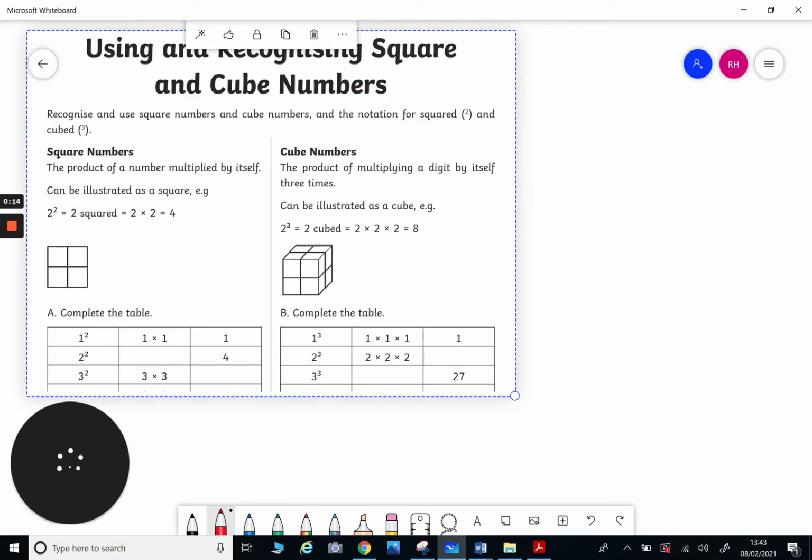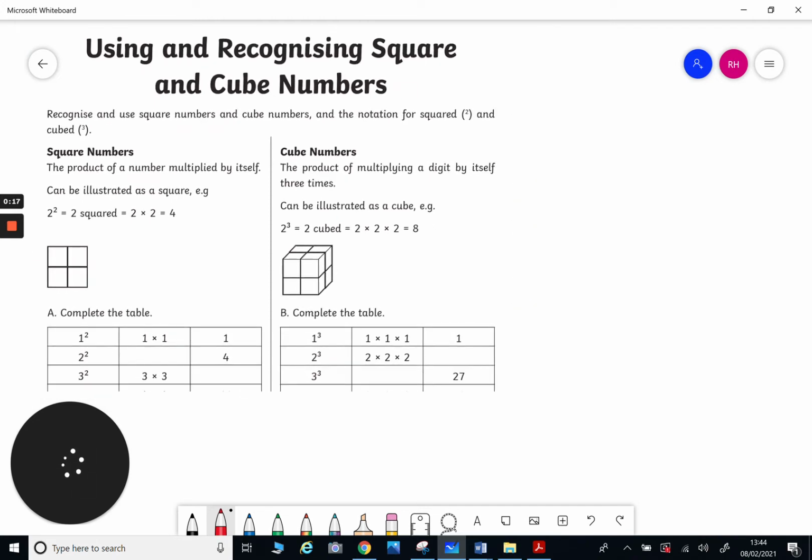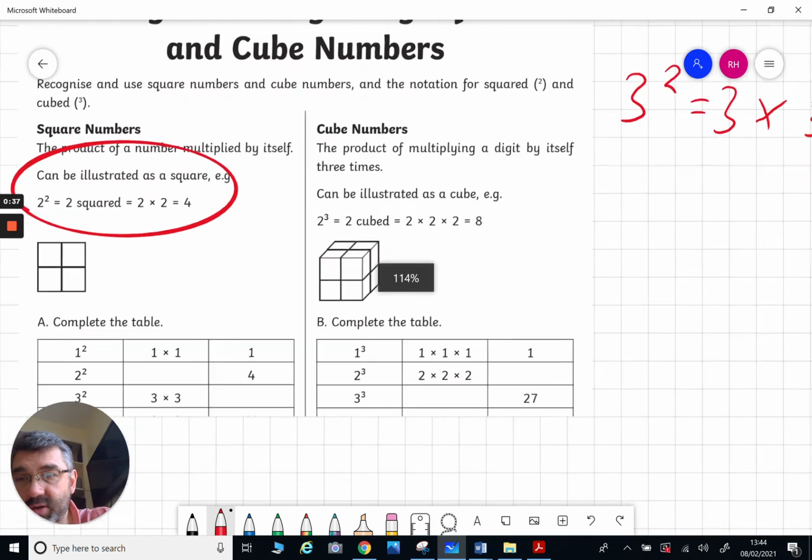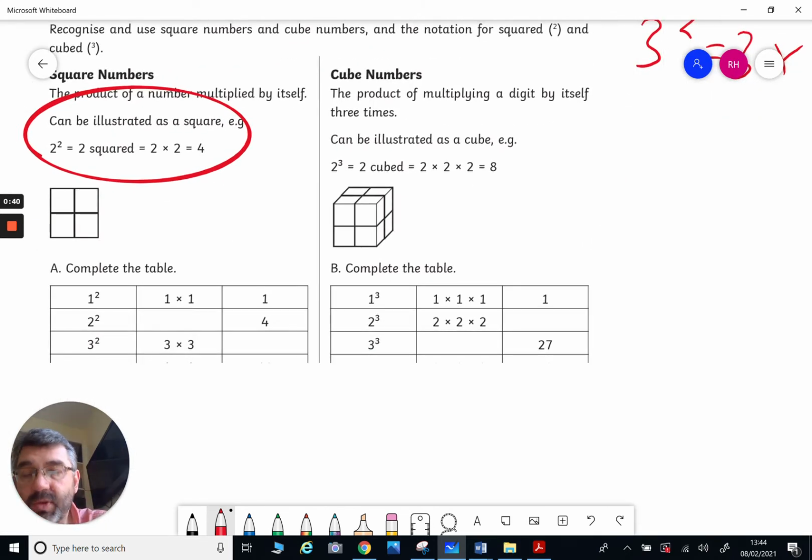So if we remind ourselves now about square numbers, then we've got an example here. 2 squared is equal to 2 times 2, equal to 4. So that would mean if we had 3 squared, it would be equal to 3 times 3, equal to 9, okay? So if we look at the table here, in terms of the activity, what you're being asked to do, 2 squared, you put in your 2 times 2, you've got the answer 4. 3 squared, you've got 3 times 3 equals 9, and you carry that on, okay?